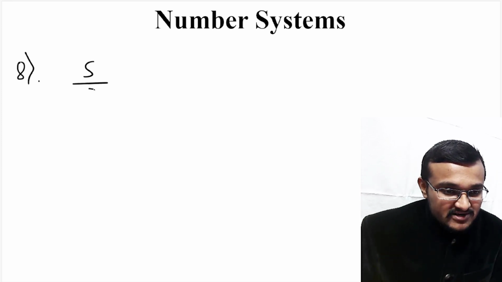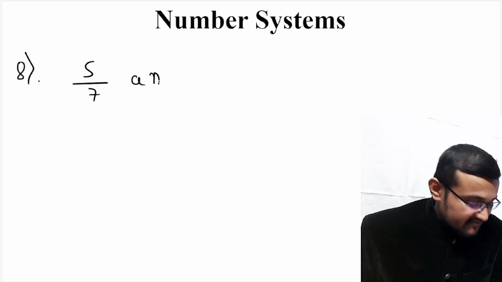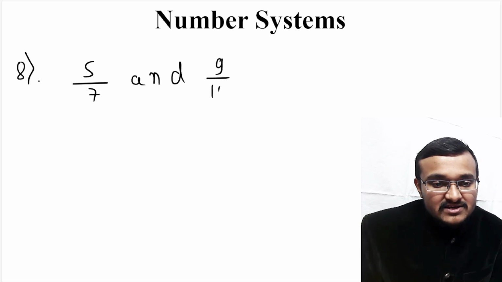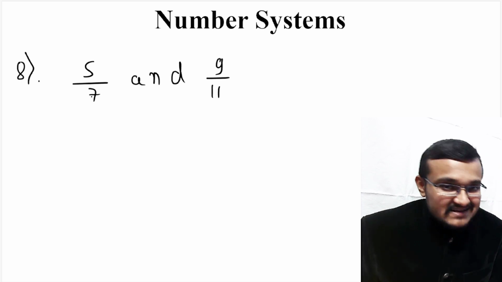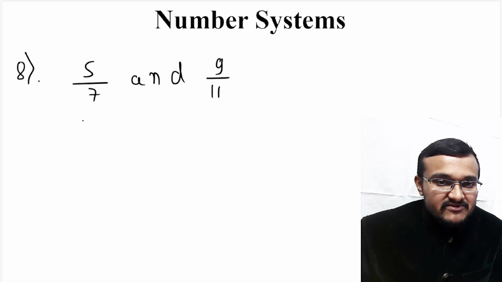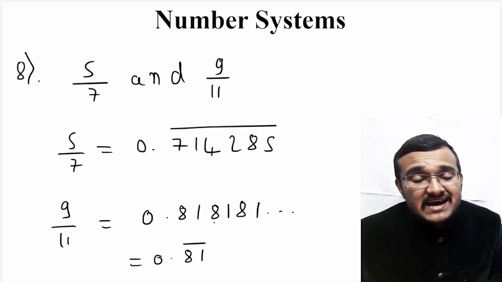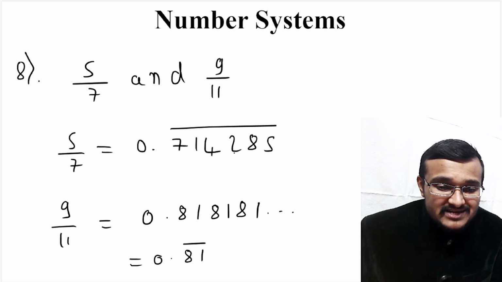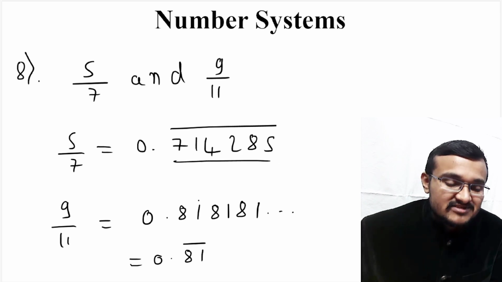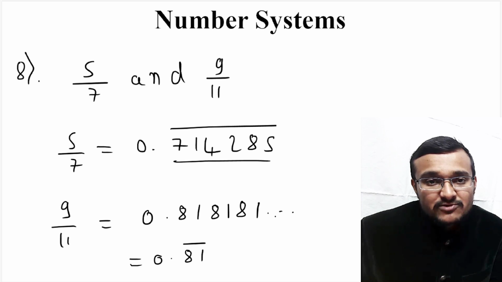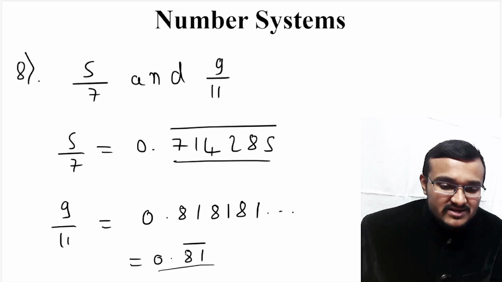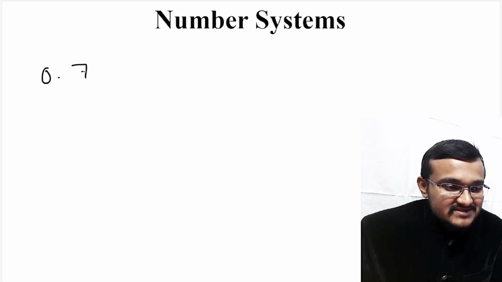So here they have given 2 rational numbers, that is 5 by 7 and 9 by 11. So you have to find out 3 different irrational numbers between 5 by 7 and 9 by 11. When you take the value for 5 by 7, that is equal to 0.714285, and this particular value is recurring. And when you take the value for 9 by 11, it is 0.818181, so that is nothing but 0.81. Here 81 is recurring.